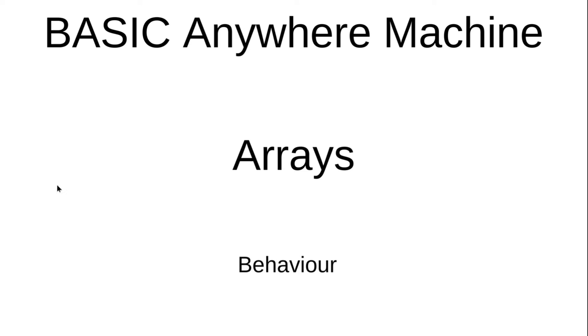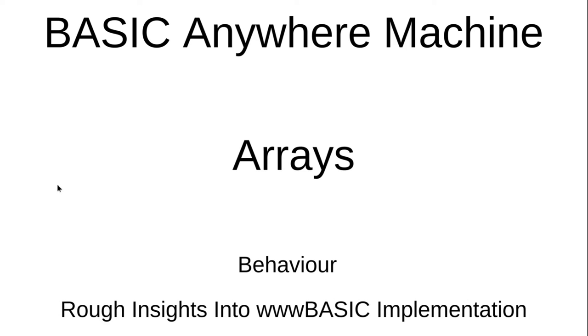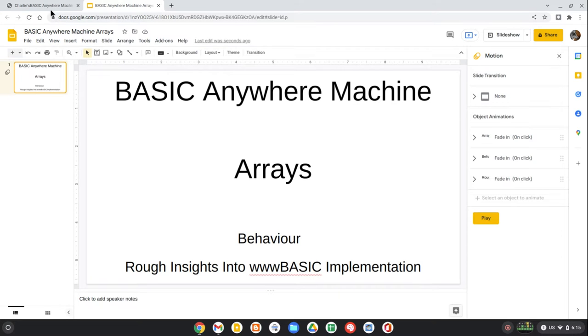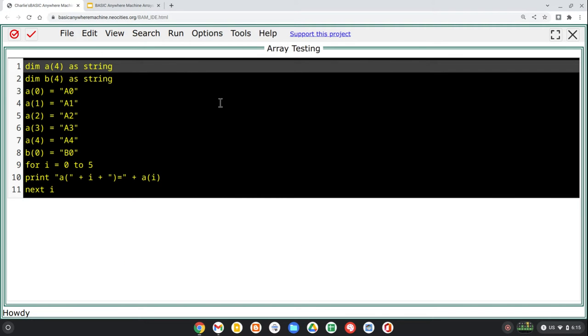Just a very short video to discuss arrays in BASIC Anywhere Machine. The behavior of arrays, and maybe we'll get some rough insights into how wwwBASIC implements arrays. Now let's take a look at some code I've got here. Nothing very complicated. Here's array A and B, both declared as string arrays of length, not really of length 4.